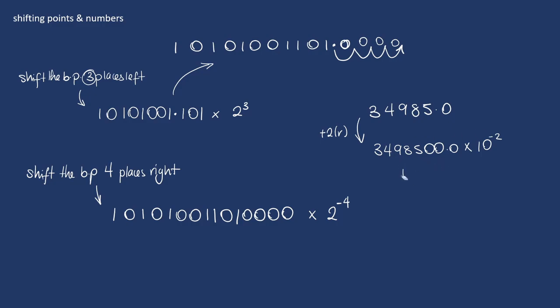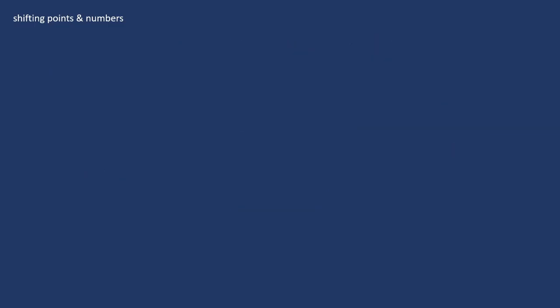So it's the exact same concept when dealing with decimal. Shifting the binary point has no effect on the overall number, but it does change the integer part, the parts that you're going to multiply by the base and whatever index you have. Okay, so now let's move over to shifting binary numbers.